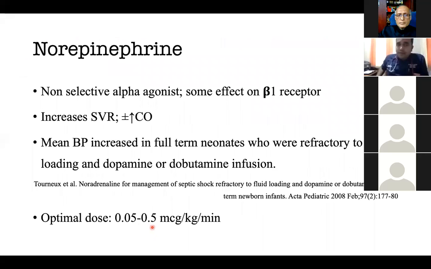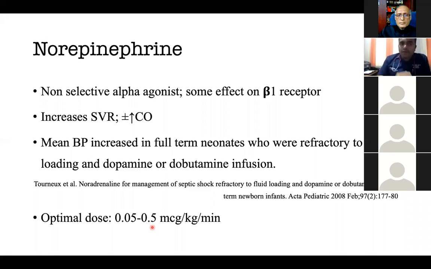So we have discussed dopa, dobuta and epinephrine. Now coming to norepinephrine, so it is a non-selective alpha agonist with some effect on beta receptors, so that it is a predominant vasoconstrictor. So if you need to increase blood pressure at any cost, then you start thinking of norepinephrine once your other causes are ruled out. Other inotropes are already added.